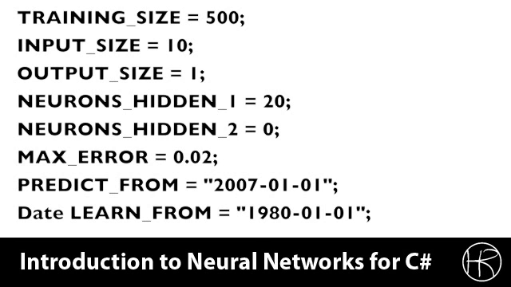The max error is how acceptable of an error we're willing to take. We're willing to take 2% here. We also specify a date that we want to predict from. After we're done training, the neural network is going to use this predict from date to start doing its predictions.